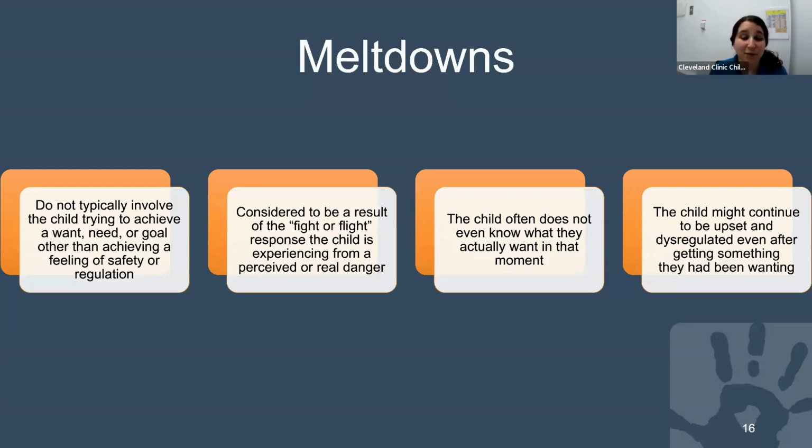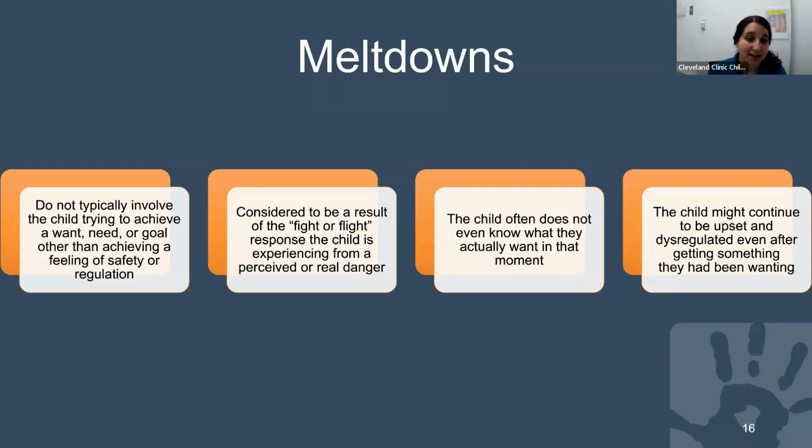A lot of times when it comes to a meltdown, the kiddo might not even know what they want. Maybe the kiddo's melting down and mom tries to give them, oh, do you want your toy? Do you want your pacifier? Do you want the snack? And the kiddo doesn't know and they're just still crying. Often with meltdowns, the child might continue to be upset and dysregulated even after they get something they want.